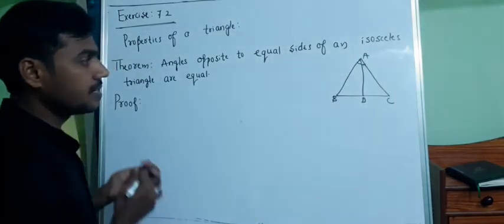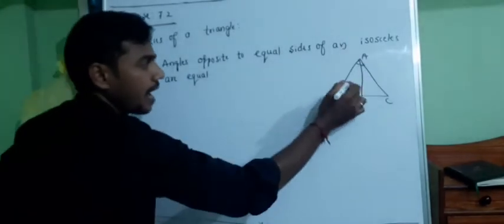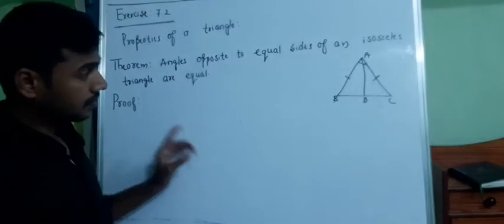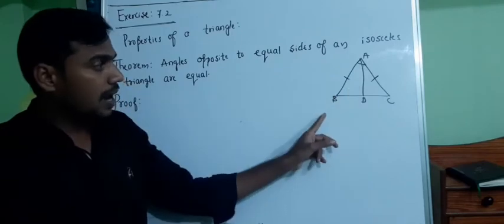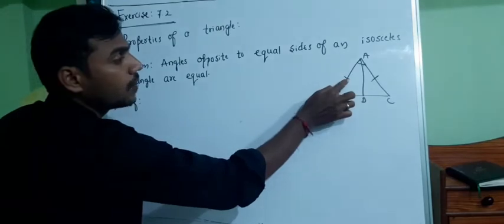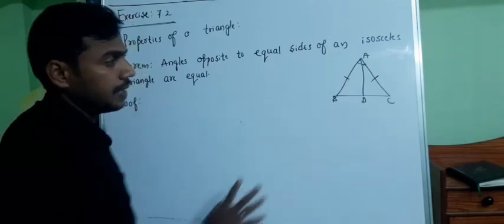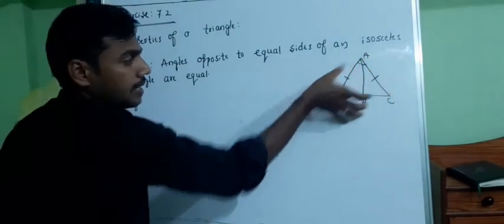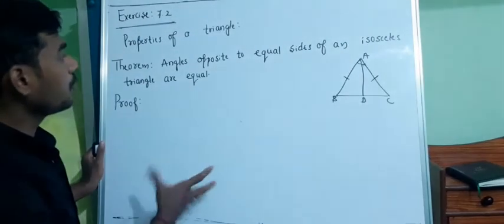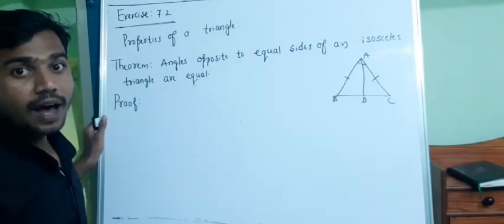I will consider triangle ABC. It's an isosceles triangle where AB and AC are equal. So what does the theorem state? Angles opposite to the equal sides of an isosceles triangle. What is the angle opposite to AB? It will be C. The angle opposite to side AC is B, and AB and AC are equal. So we need to prove it: angles opposite to the equal sides of an isosceles triangle are equal.